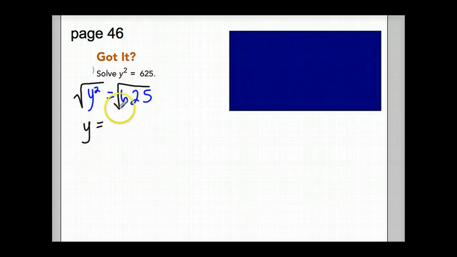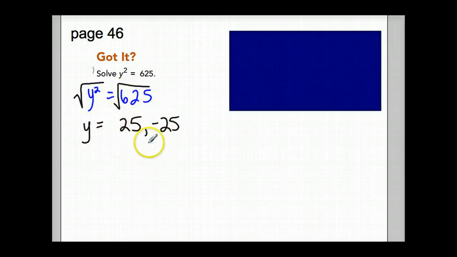And you could guess and check and see what two numbers multiplied together gives you 625. But I'm just going to tell you that y in this case equals 25. Now it doesn't only equal positive 25, it also equals negative 25. And you might be asking, why is it both positive and negative? Because if you multiply negative 25 by itself twice, you're going to get a positive 625, because a negative times a negative is a positive.